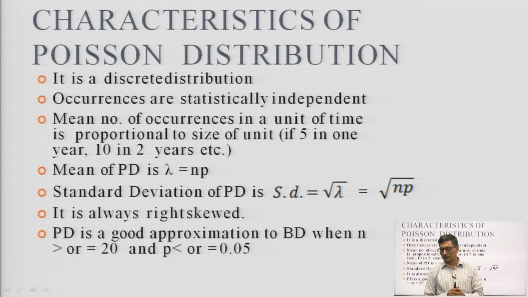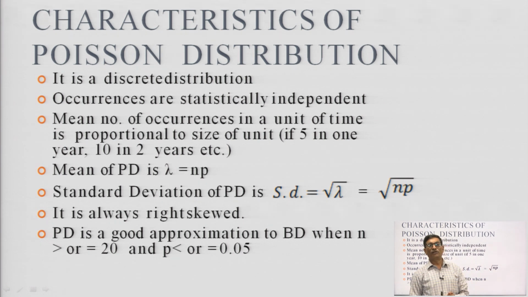Now, the characteristics of Poisson distribution. Poisson probability distribution is a discrete distribution, because the random variable has discrete values. Second, occurrences are statistically independent. Third, the mean number of occurrences in a unit of time is proportional to the size of the unit, like 5 in 1 year or 10 in 2 years. The mean of Poisson distribution is lambda equal to np, where n is the number of trials or observations and p is the probability of success. The standard deviation is the square root of lambda, or square root of the mean, which equals square root of np. And remember, the Poisson probability distribution is always right skewed.